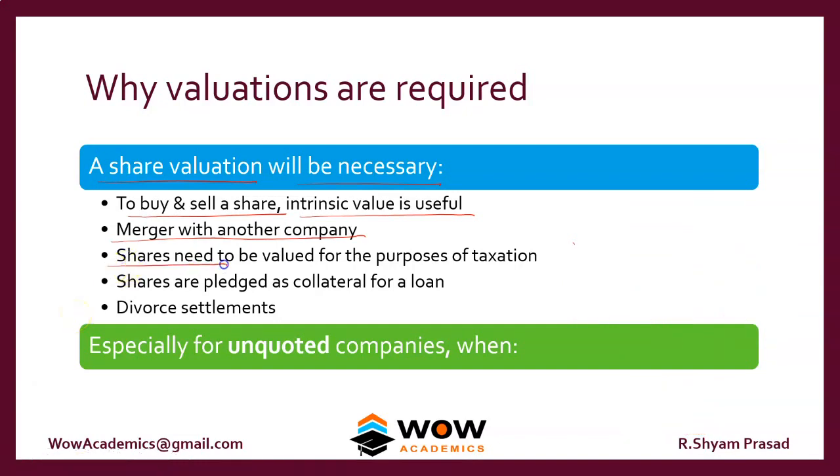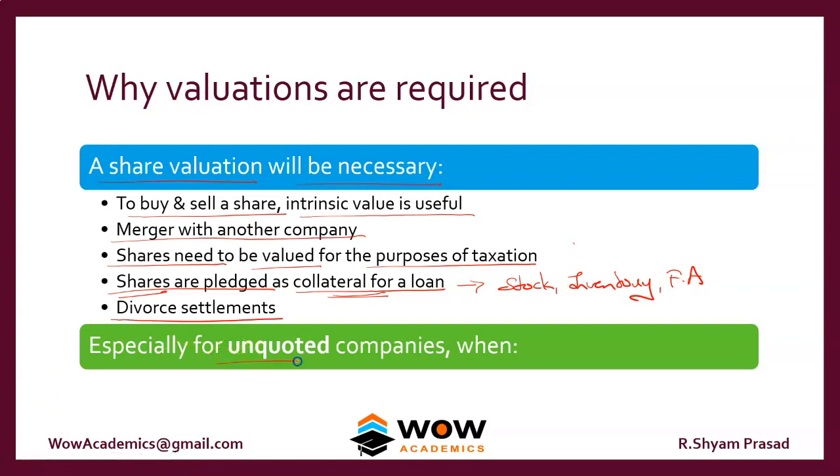The next one is, shares need to be valued for the purpose of taxation. Shares are pledged as collateral for a loan. Just like we get a loan by pledging stock, or inventory or fixed assets, we can also give shares of a company as collateral. In those times also we need valuation. Even at times of divorce settlements, the husband and wife will try to find out the value of a company which they are holding, and they try to divide it accordingly.